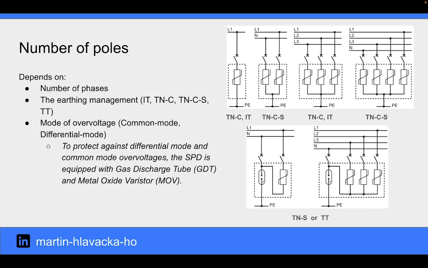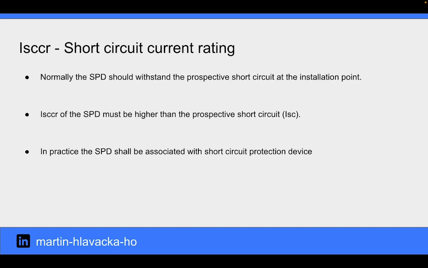Other features for selecting the correct SPD are the number of poles and short circuit current rating. The number of poles depends on the number of phases, earthing management, and overvoltage mode. Normally, the SPD must withstand possible short circuit at the installation point, so the short circuit current rating of the SPD must be greater than the possible short circuit. But in practice, the SPD is associated with a short circuit protection device.